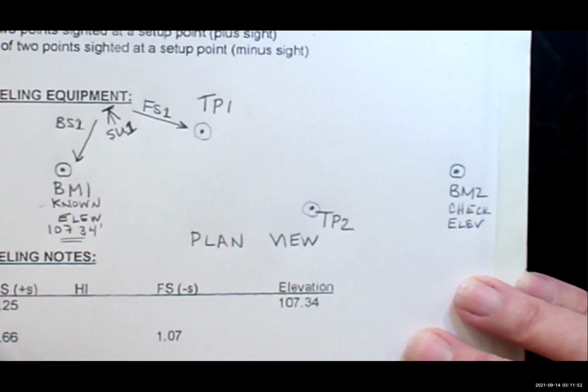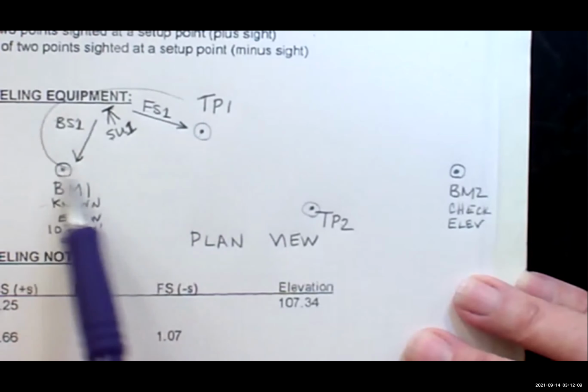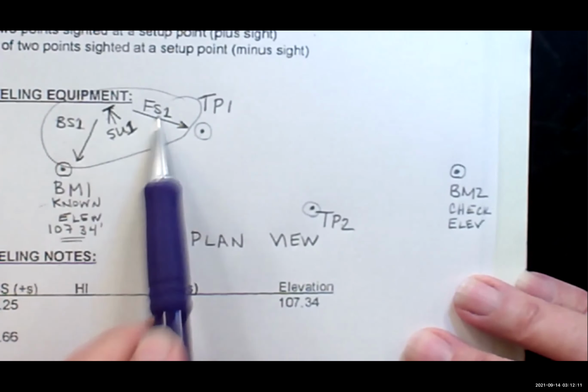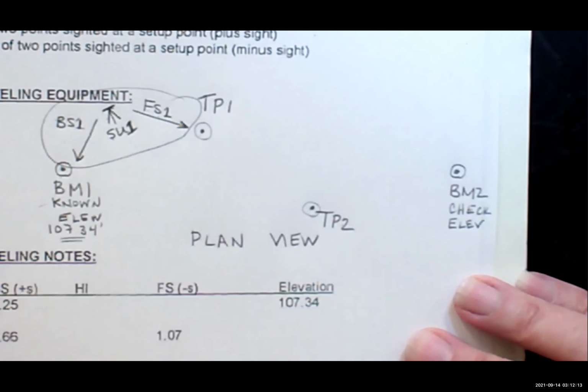Okay. So I know the elevation of benchmark 1, and I know the back sight. So I would add these two together to get the height of instrument of where I'm set up. And then I would subtract the foresight. So all this right here, this back sight 1 and foresight 1, is all the first setup. So let's look at some of the math.